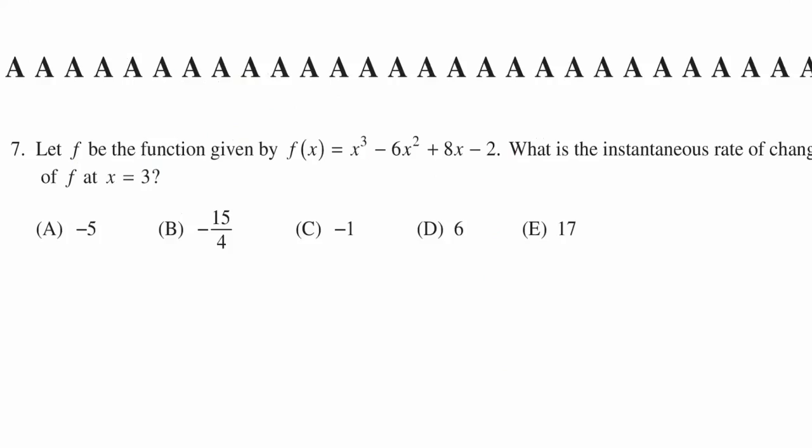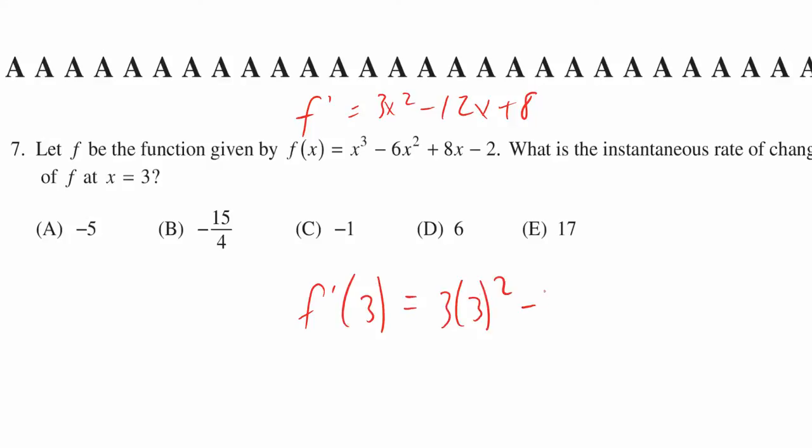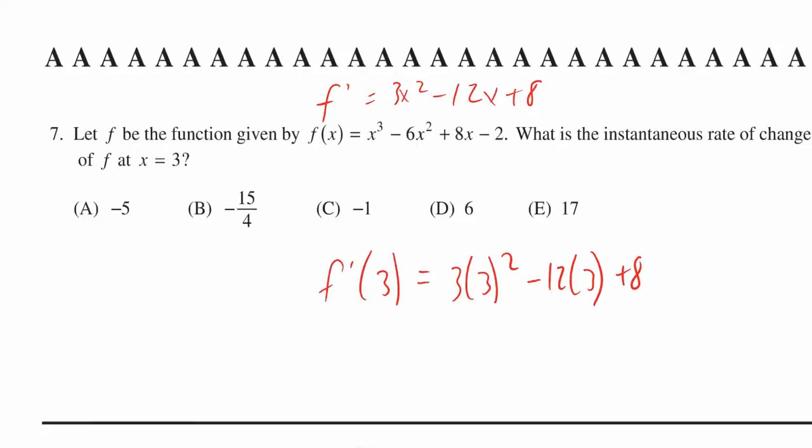All right, let f be the function x cubed minus 6x squared plus 8x minus 2. What is the instantaneous rate of change? What is the I-ROC at 3? Perfect. So we need our derivative at 3. F prime is 3x squared minus 12x plus 8. F prime of 3 is going to be 3 times 3 squared minus 12 times 3 plus 8. And we get, let's see here, 27 minus 36 plus 8, negative 1.